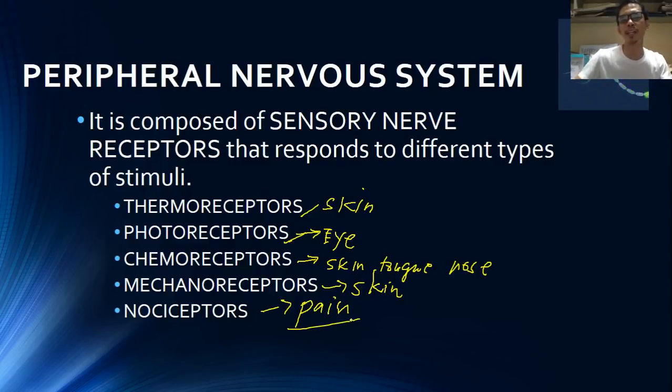Alright, so pain is very important. It tells our body that we are threatened. When there's pain, it is connected to what they call the survivability of the organism. So pain is always related to the survival of the organism. So pain is very important. Alright, so these are the receptors found in the peripheral nervous system.